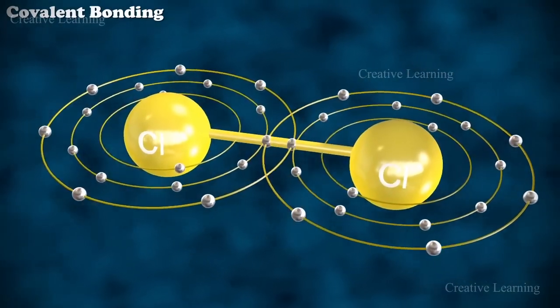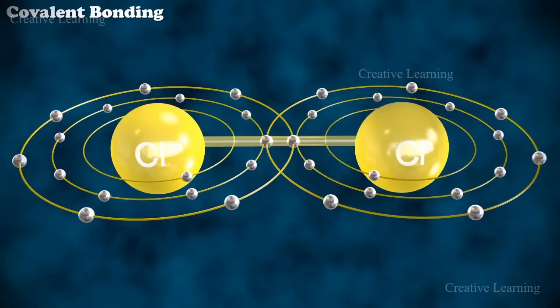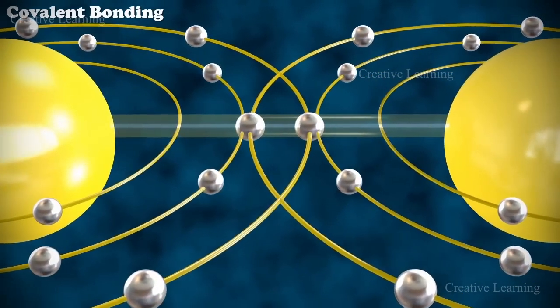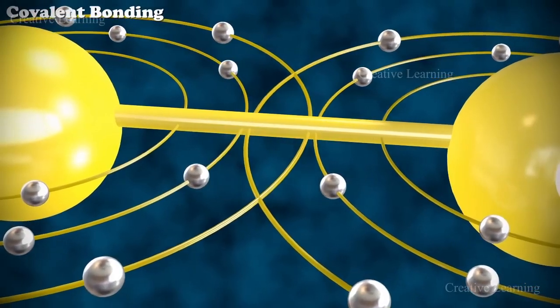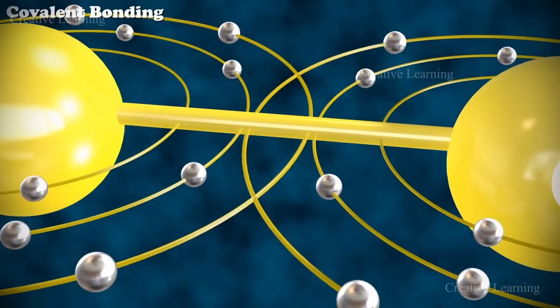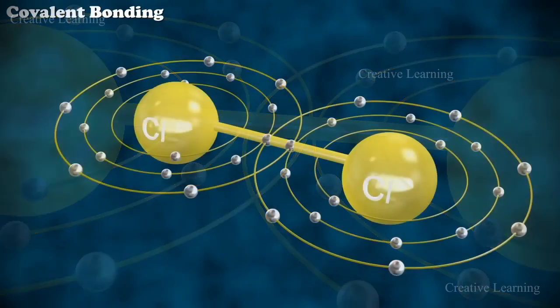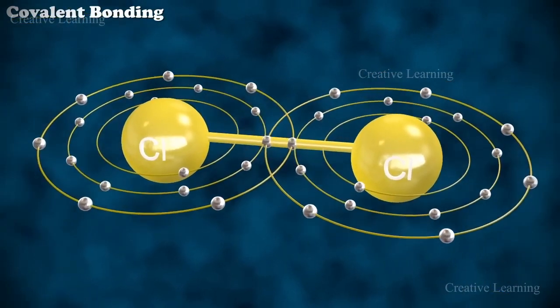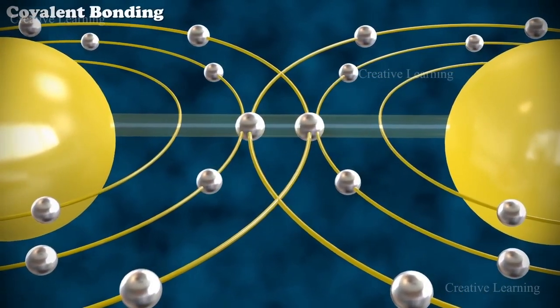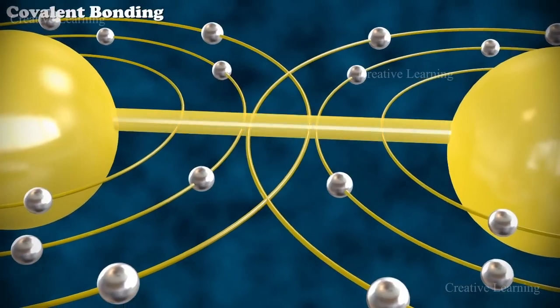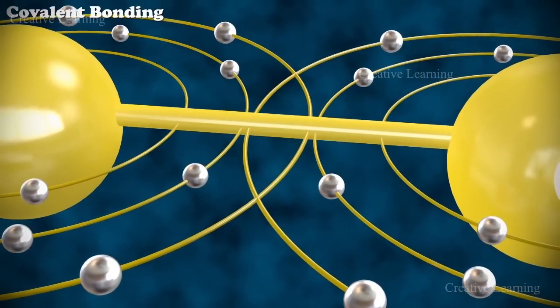The dots represent electrons. Such structures are referred to as Lewis dot structures. Thus, the chlorine atoms are joined by a single covalent bond. A single covalent bond is formed when one pair of electrons are shared between two atoms. It is depicted by a single line between the two atoms.